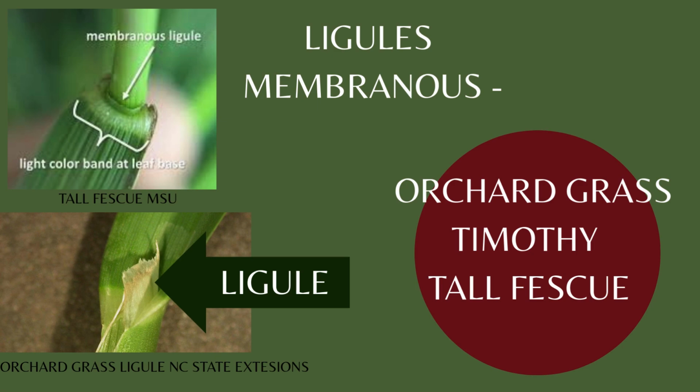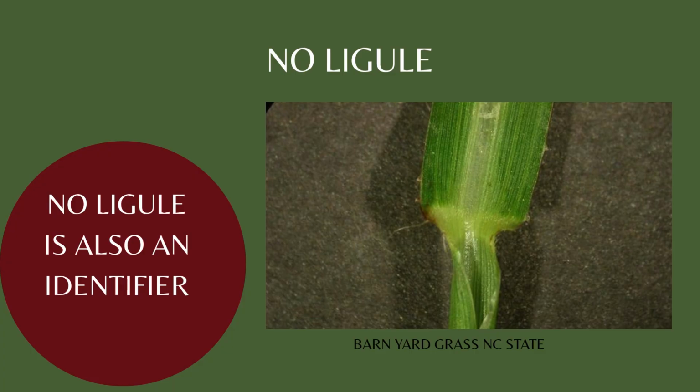This particular ligule is kind of membranous and ragged, and that is very common in orchard grass. Now, barnyard grass has no ligule, and that is its identifier when you're looking at ligules to say, okay, it doesn't have a ligule at all. Which grasses are those? And that's generally barnyard grass.